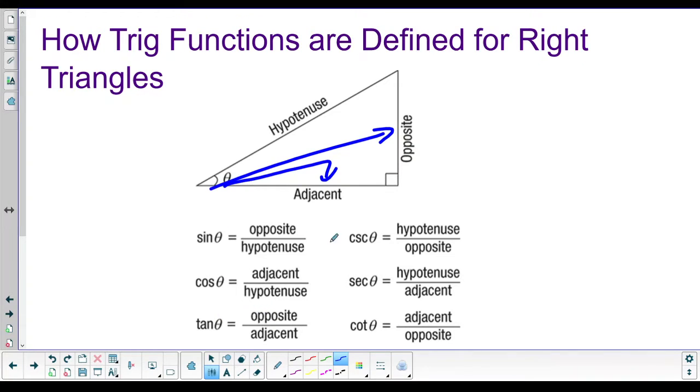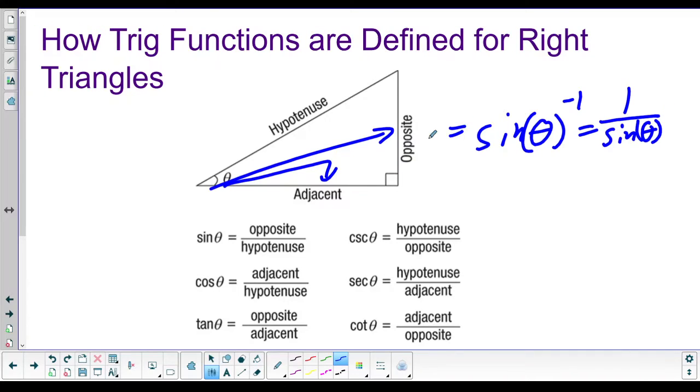Cosecant is the reciprocal of sine. Let me write that out. Sine of theta to the -1 power, not the inverse of sine, meaning the reciprocal, meaning 1 over sine of theta. That's cosecant. Okay. The reciprocal of cosine is secant. You can see how adjacent and hypotenuse just swap places. And then tangent, opposite and adjacent are swapped as well.